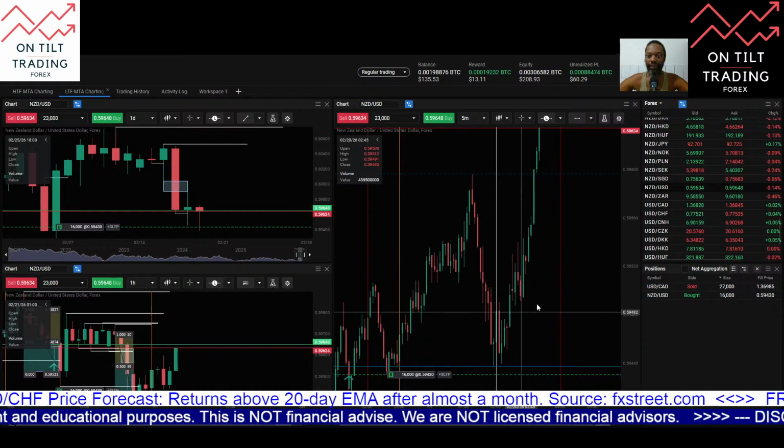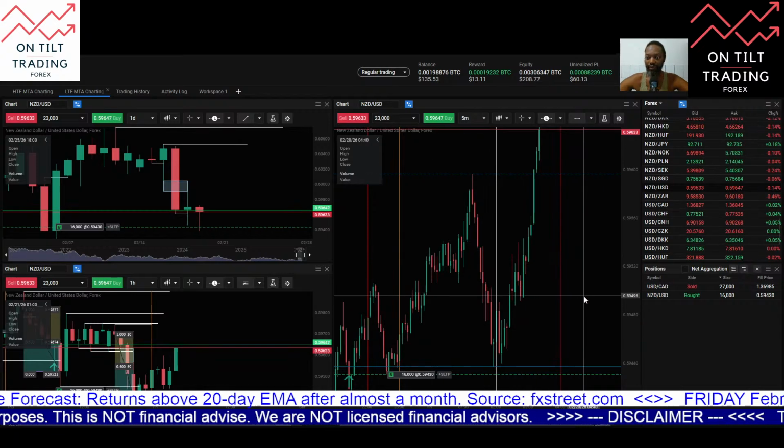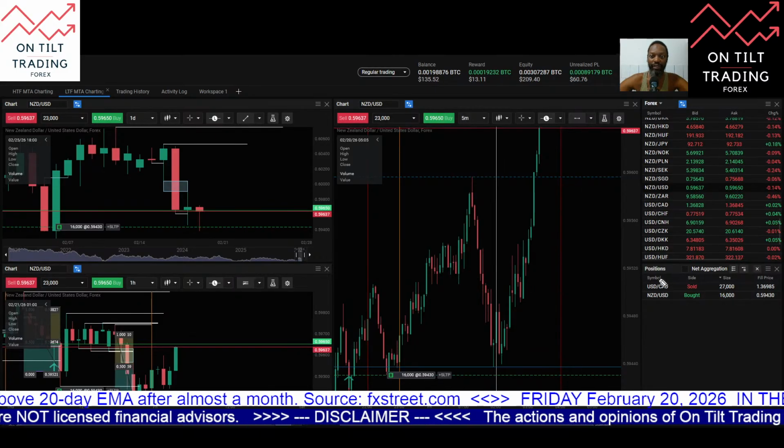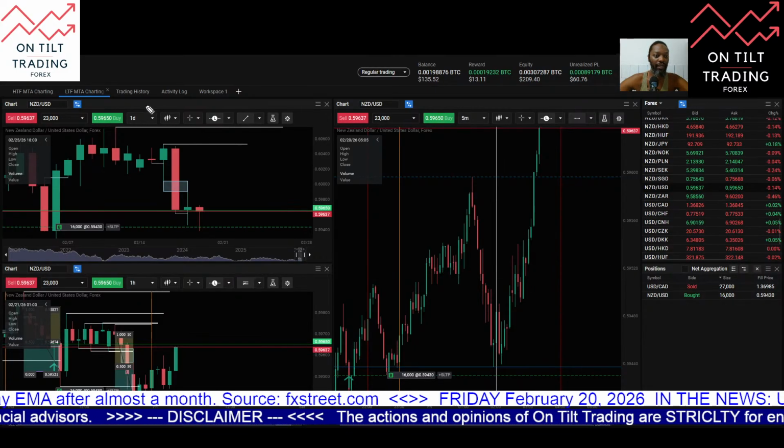Long in Kiwi dollar and short in dollar CAD. I'll walk you through what I have trading, starting top down here on Kiwi dollar.